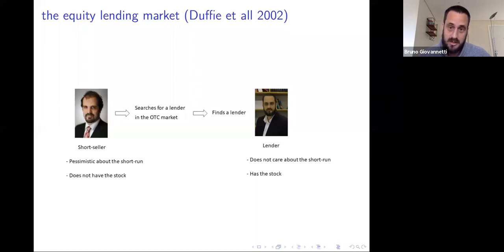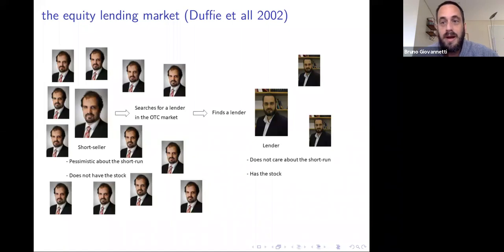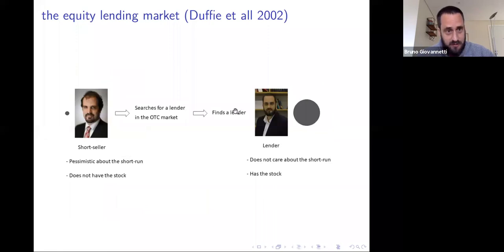And in general, there are relatively few lenders in this equity lending market, so that a given lender is visited many times during a typical day by many short sellers. This has a pretty important implication: the information set with respect to the equity lending market, with respect to what is the fair loan fee for that stock on that day, the information set of the lender is way bigger than the information set of the short seller, because the lender is visited many times during a day.